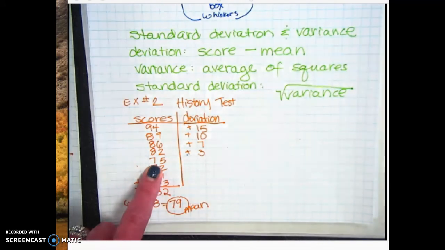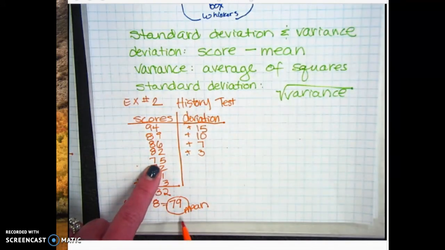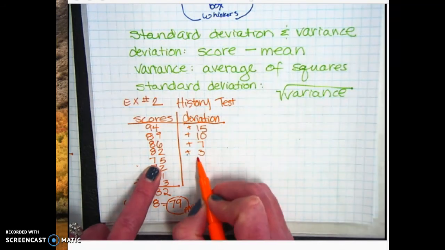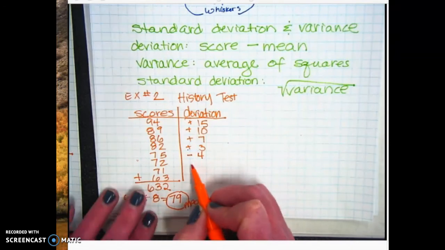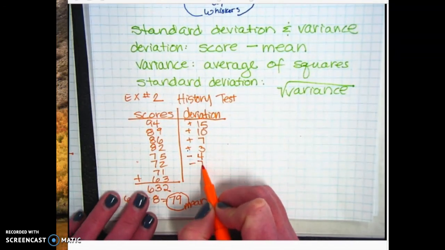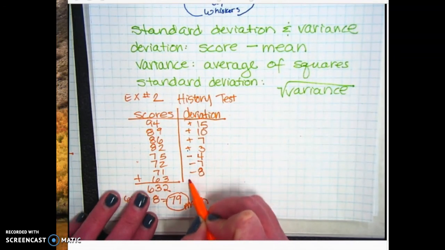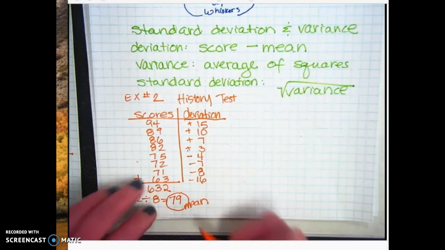Then we've got somebody who got a 79. How far away? Sorry, 75. How far away from 79 is that? 4. 4 in a good way or a bad way? Bad way. So we're going to put minus 4. This one should be minus 7, minus 8, minus 16.